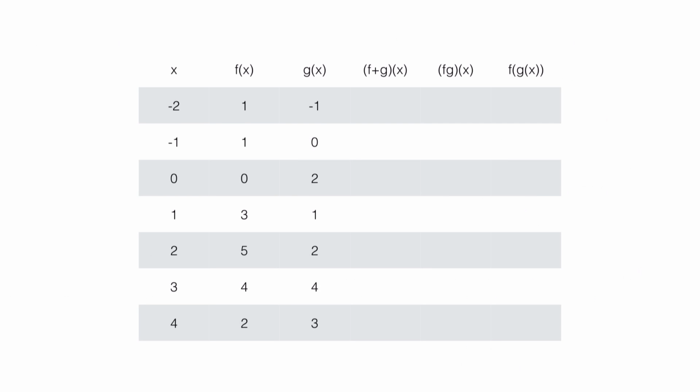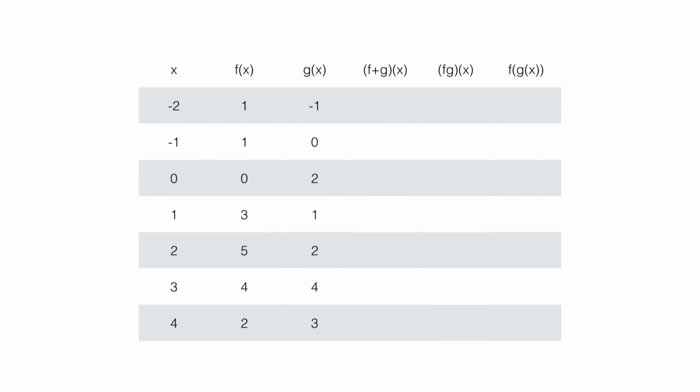Here we have a table that has more things to be filled in. So where possible, we'll try to evaluate f plus g of x, f times g of x, and also f of g of x. As before, it may not be the case that we can evaluate f composed with g everywhere, but we'll do it where we can. So let's start with the first row. So f plus g of x at -2. So I add f and g, and I get 0. The product is -1.